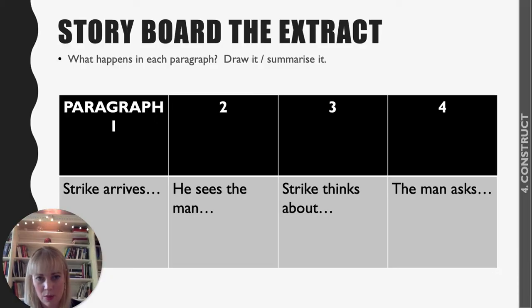It'll be an easy one to answer. The man asks, we don't even need to look back to answer this. We know what he asks. He asks whether he is Strike. So he clearly doesn't recognise Strike as a character, but he's heard of him. He wants to ascertain whether the man he's talking to is the right man, Strike. So the man asks whether this is Strike. Simple one. Right, having done that, you have now mapped out what the writer is doing in terms of structure.